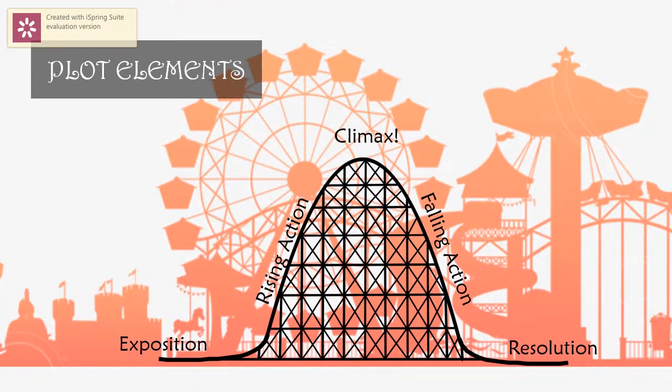Plot elements. Every story has a simple plot structure at its foundation. It starts with the exposition, moves on to the rising action, reaches a climax, followed by falling action, and a resolution. Let's take a ride and find out all about them.